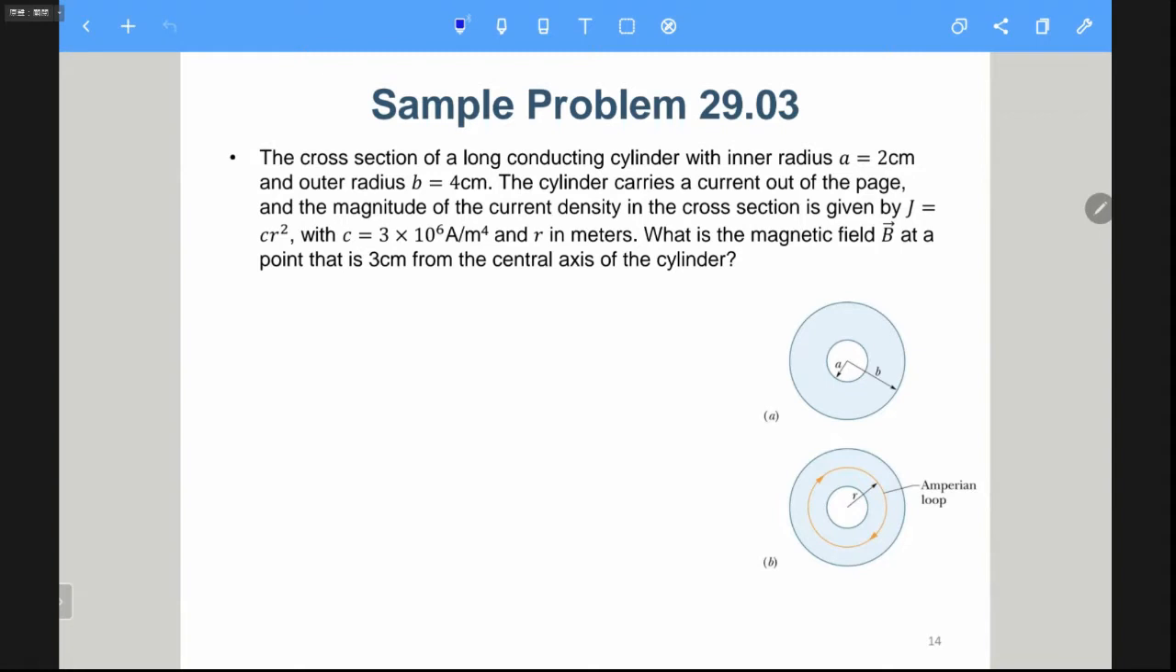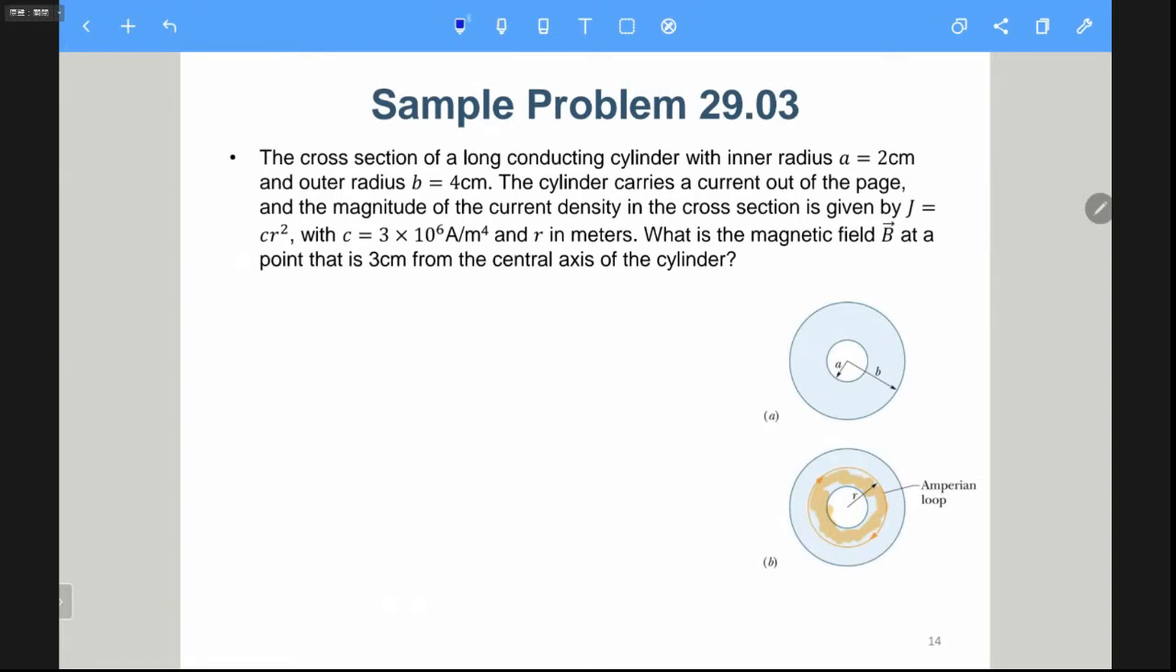So here we will consider the magnetic field at 3 centimeters from the center. Actually a is 2 centimeters, b is 4 centimeters, which means 3 centimeters is between a and b. So here we consider the Amperian loop to be here with a radius r of 3 centimeters. We need to calculate the I enclosed in this part, because there is only current in this part inside the Amperian loop. Part of the current is outside the loop, but we don't count it here.